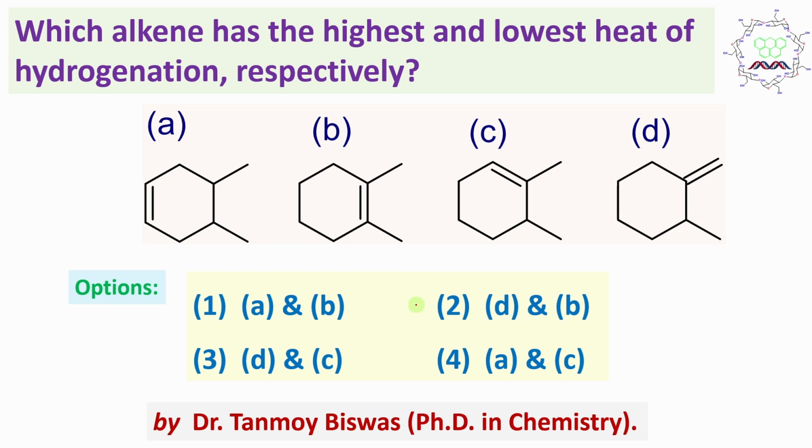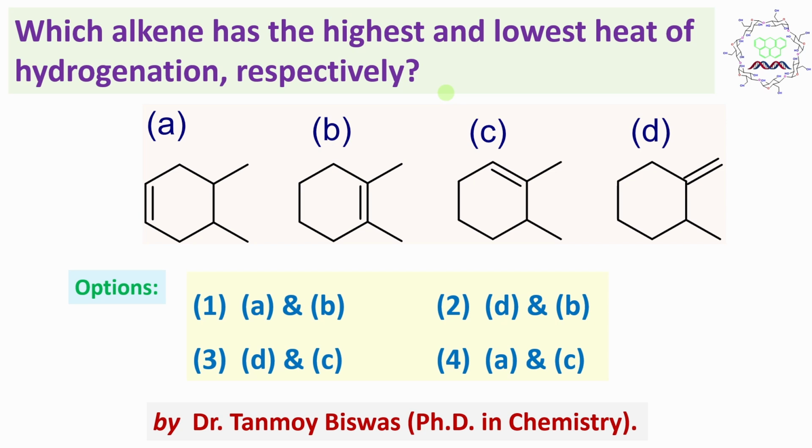Today's topic of discussion is one MCQ, and the question is: which alkene has the highest and lowest heat of hydrogenation respectively? I request everyone, please pause the video, try yourself, and whatever answer you get, please write in the comment box along with a few words as explanation. I believe you have first will start.